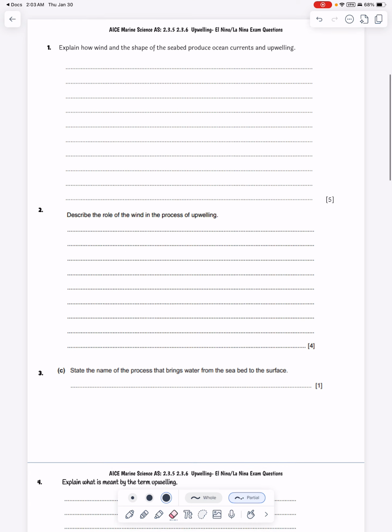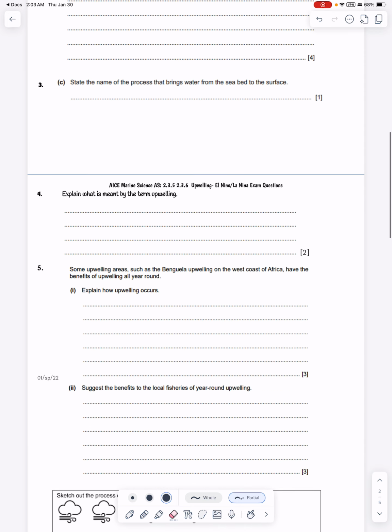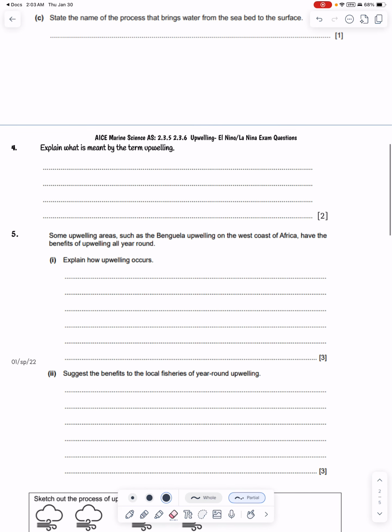So in class, we've started building with what upwelling is. And so I'll do the same. I'll just start with number 4. And if you already have it done, you can skip through this. We've explained what is meant by the term. Explain what is meant by is going to imply that this is going to be a little bit more than just a definition. 2 marks.